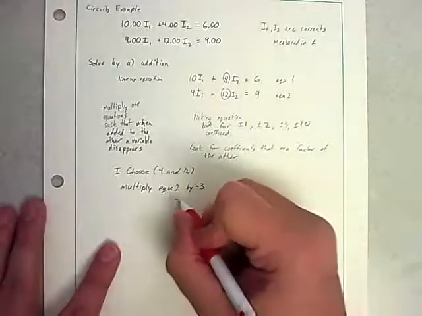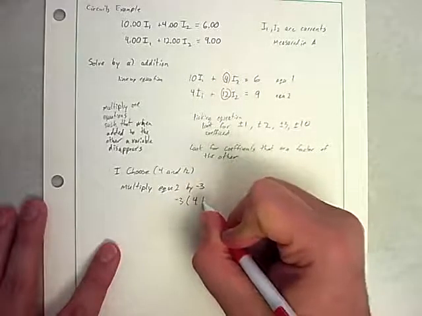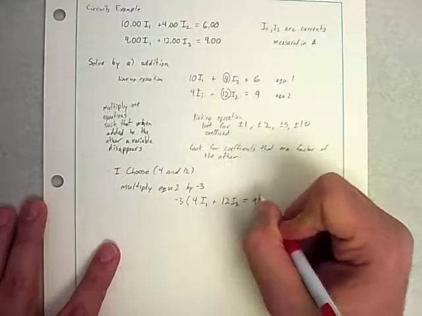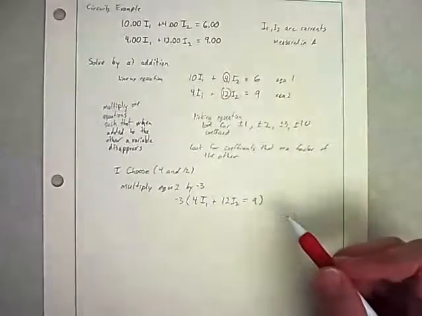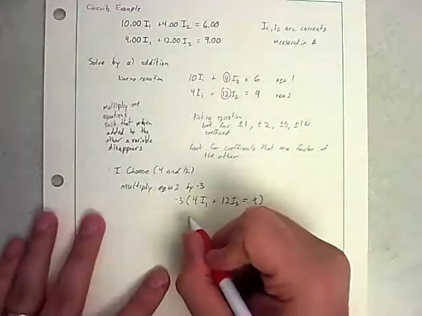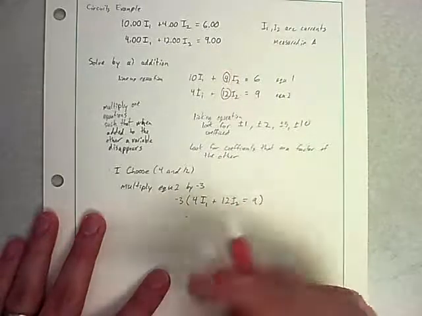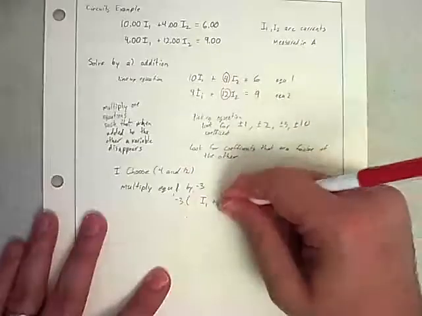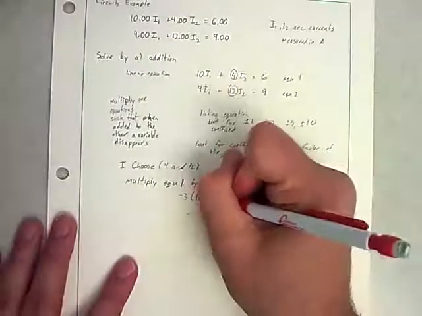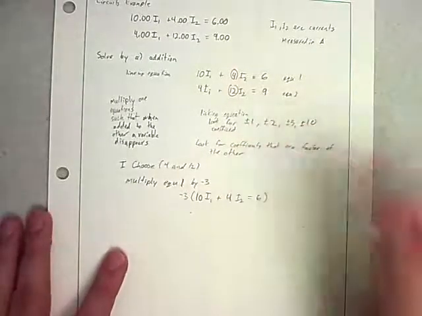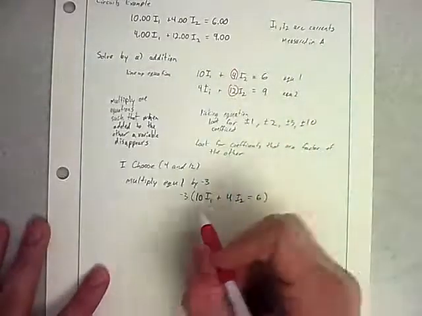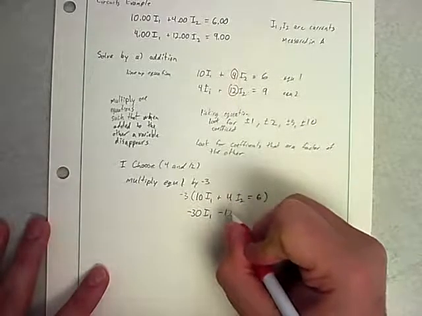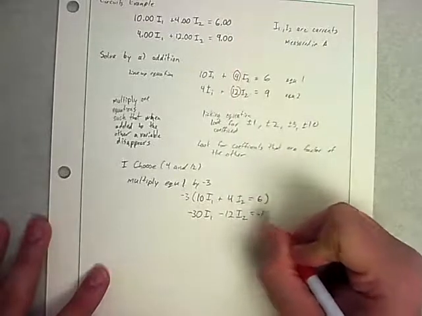And so if I do that, I get -3 times, I'm going to take the full equation, 4 I1 plus 12 I2 equals 9. I take everything and multiply it by -3. I'm sorry, I took the wrong equation. I need to take equation 1 and multiply it by -3. That way I get the one to cancel out. 10 and 4 and 6. Sorry. All right, so -3 times 10 is -30 I1, minus 12 I2, which is what I was going after, and minus 18 on the right side.